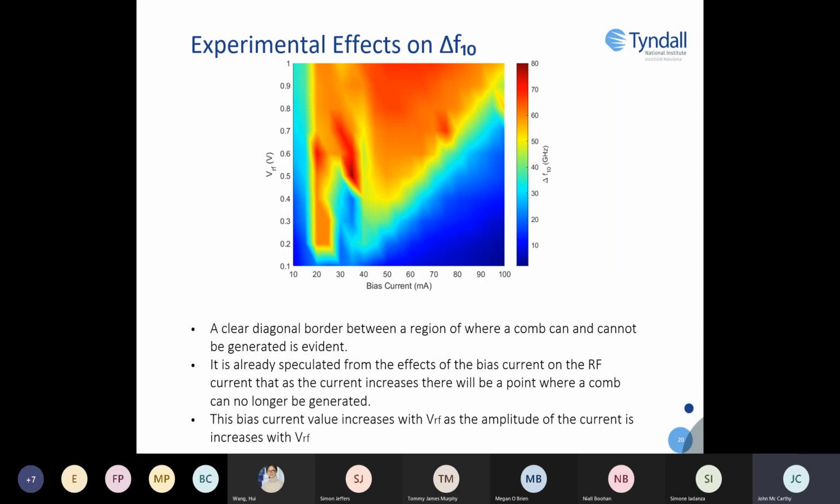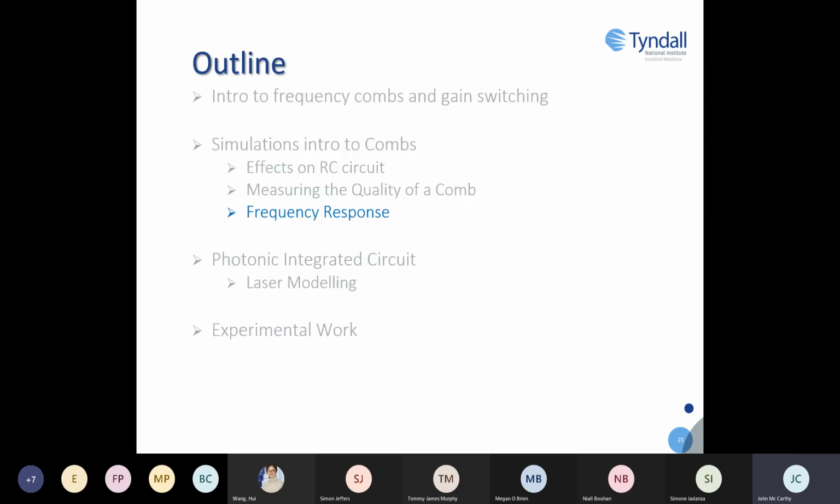So in terms of RF voltage, we know from the earlier simulations that increasing the RF voltage increases the amplitude of the sinusoidal current. This in turn would increase that maximum bias current value at which the comb could be generated. And that is effectively what we see here by the borderline. So the final component to investigate how a comb would behave is the frequency of the RF current, or in other words, the frequency spacing of the comb lines.